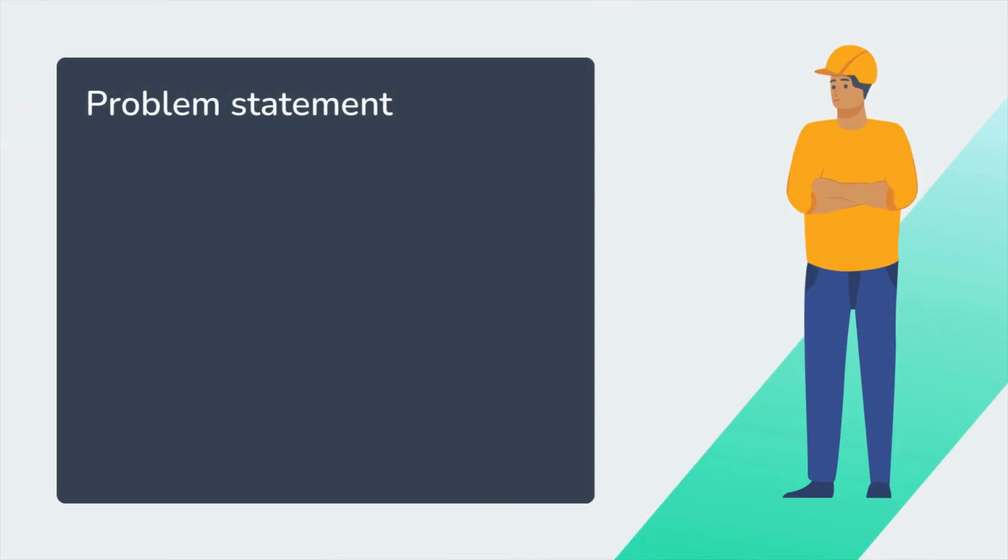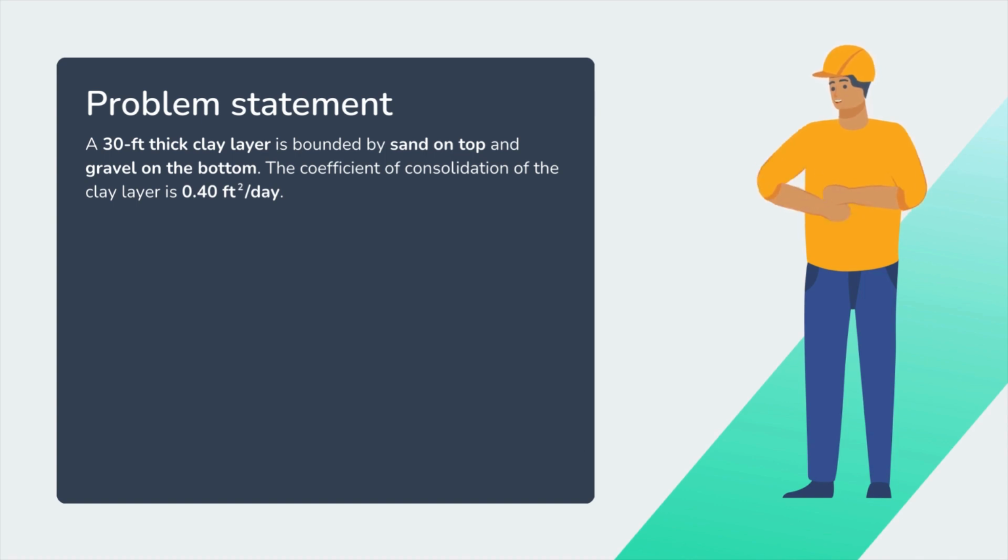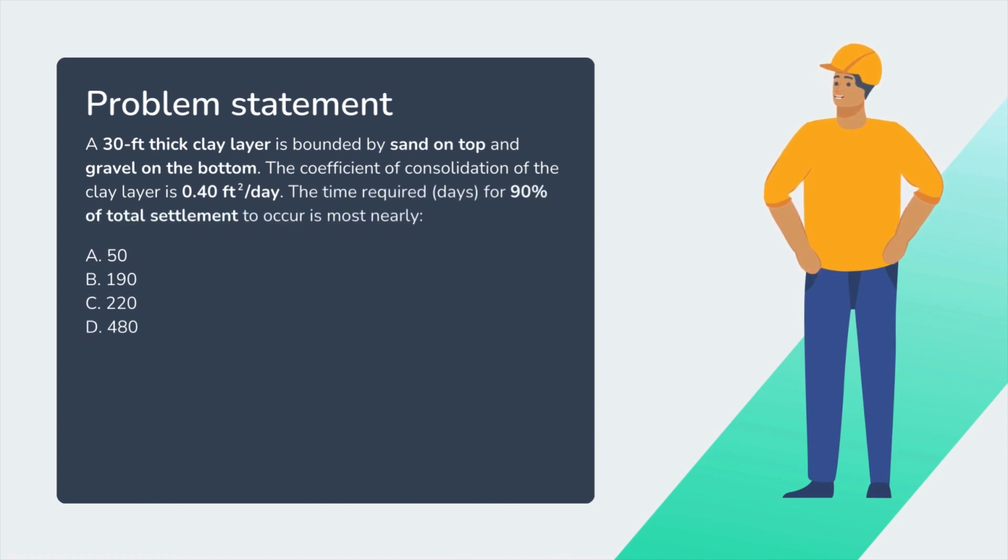Now let's explore the problem we'll be solving in this scenario. The problem states the following. A 30-foot thick clay layer is bounded by sand on top and gravel on the bottom. The coefficient of consolidation of the clay layer is 0.40 square feet per day. Our task is to determine which of the following options is most nearly the amount of days required for 90% of the total settlement to occur.